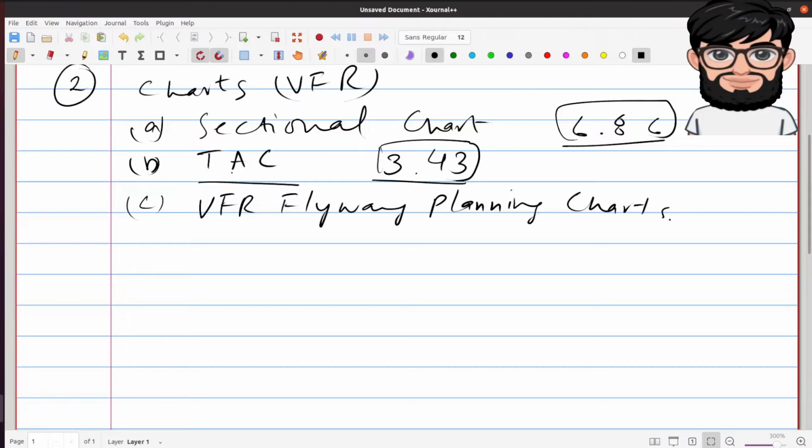So again, as I said, the TACs are for the Class Bravo airspace. So on the reverse side, you will find these flyway planning charts. They will have the recommended flight paths basically to avoid the traffic.